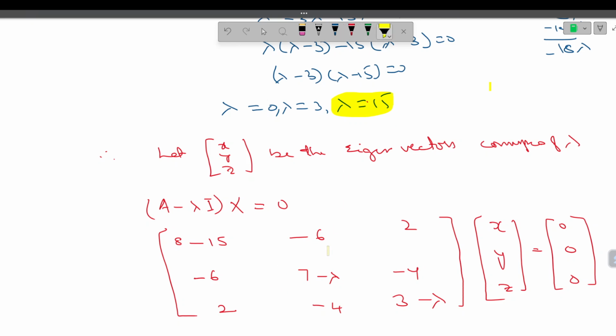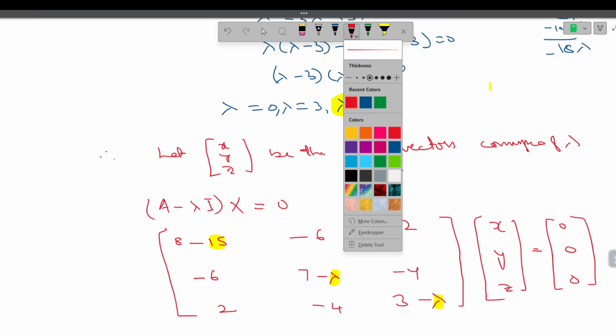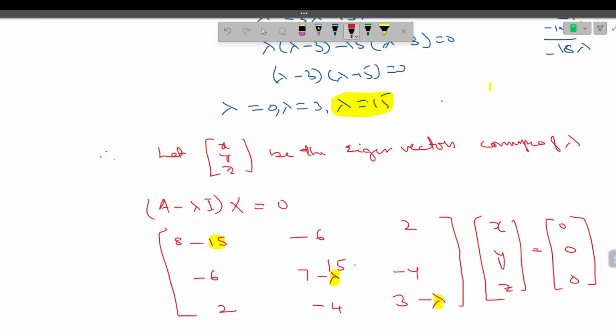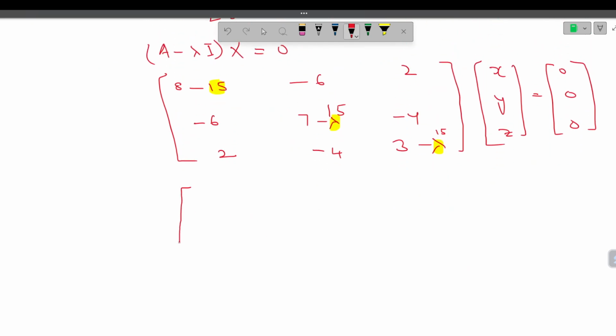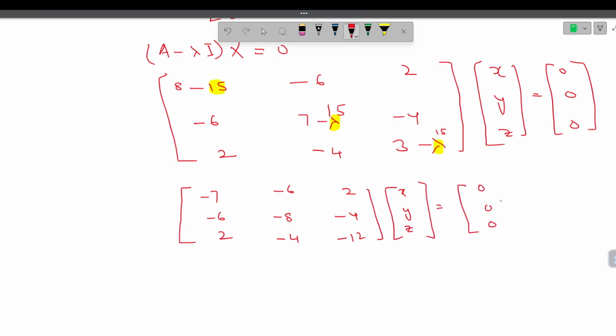What is our lambda? Lambda equal to 15. So our matrix reduces to 8 minus 15 is minus 7, minus 6, 2, minus 6, minus 8, minus 4, 2, minus 4, 3 minus 15 is minus 12, times X, Y, Z, equal to 0, 0, 0.